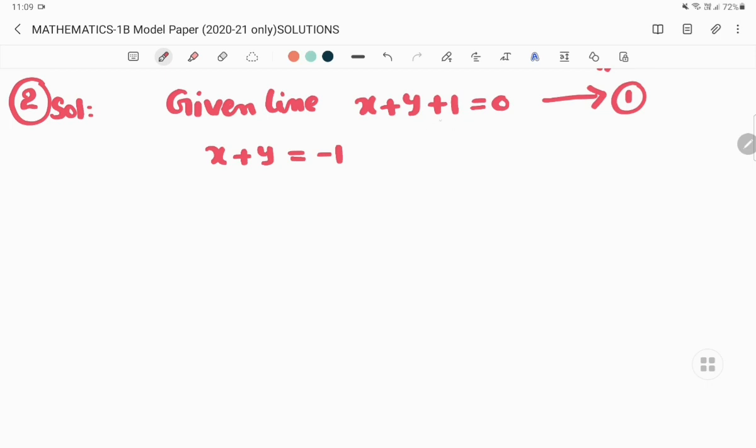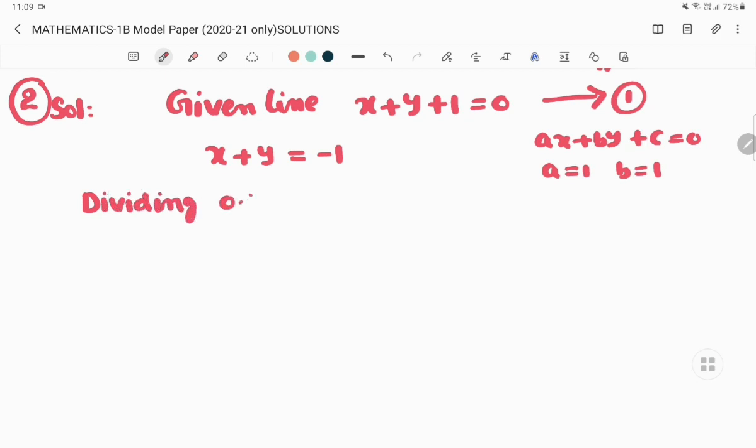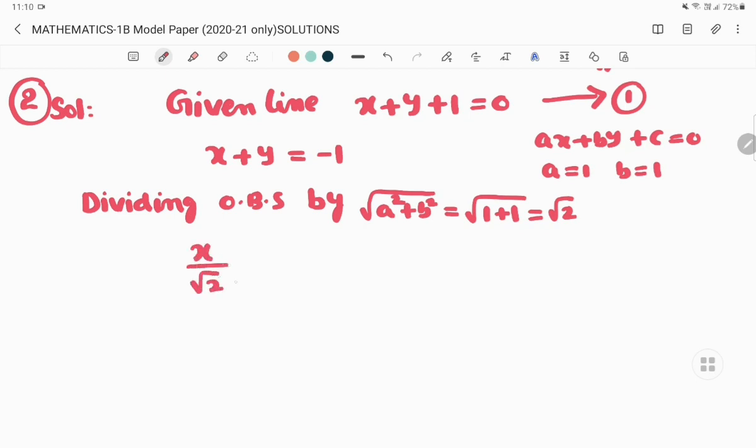If we compare this line with ax plus by plus c, the a value and b value are required: a is equal to 1, b is equal to 1. So divide on both sides by root of a square plus b square, or root of 1 square plus 1 square, that is root 2. So x by root 2 plus y by root 2 is equal to minus 1 by root 2.